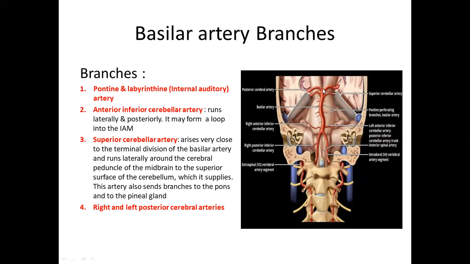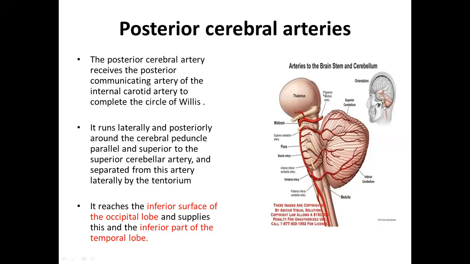The terminal branches of the basilar artery are the right and left posterior cerebral arteries. The posterior cerebral artery here receives the posterior communicating artery from the internal carotid artery to complete the circle of Willis. Also, it passes laterally and posteriorly, superior and parallel to the superior cerebellar artery, but separated from it by the tentorium.